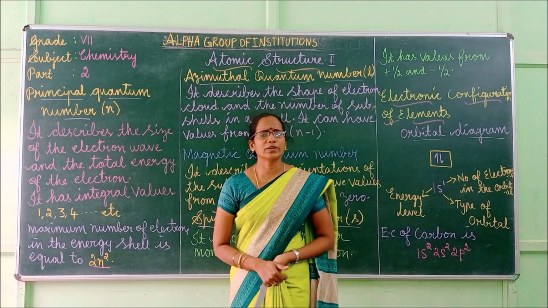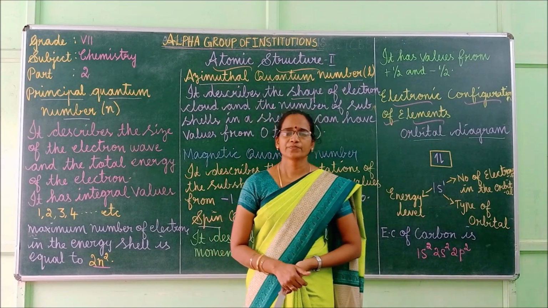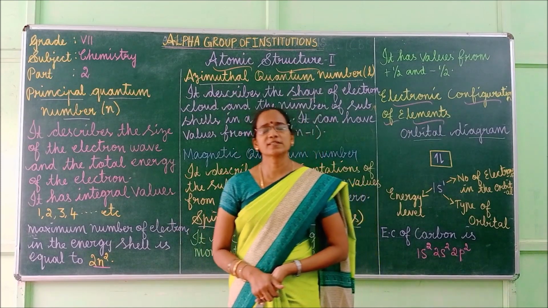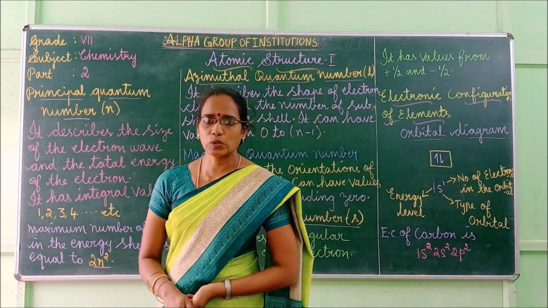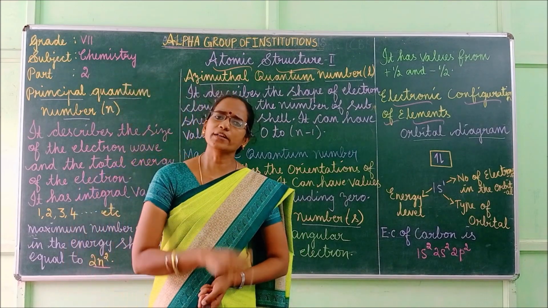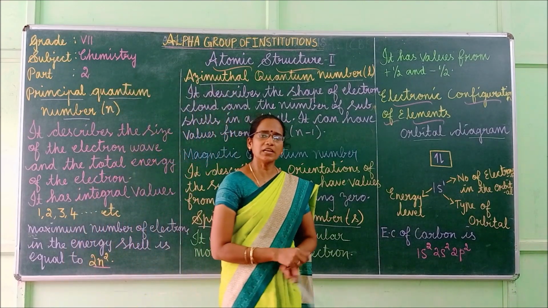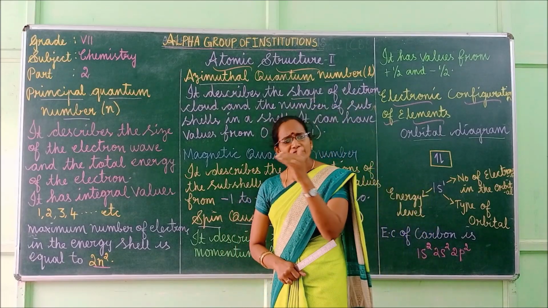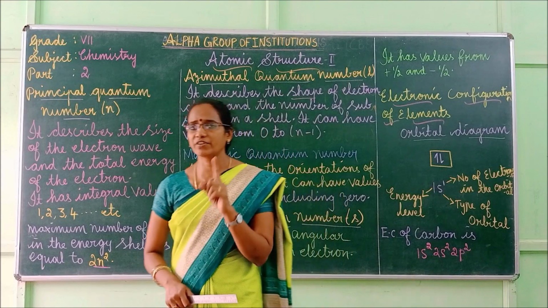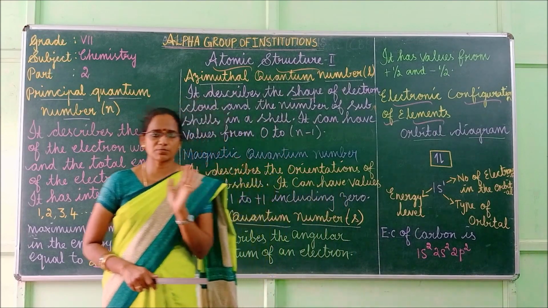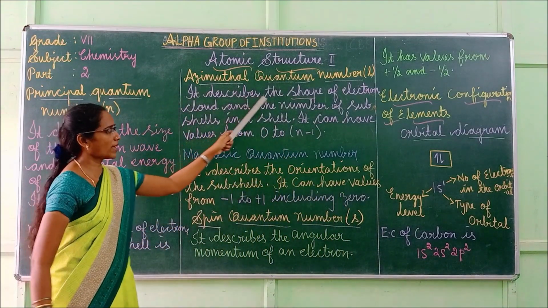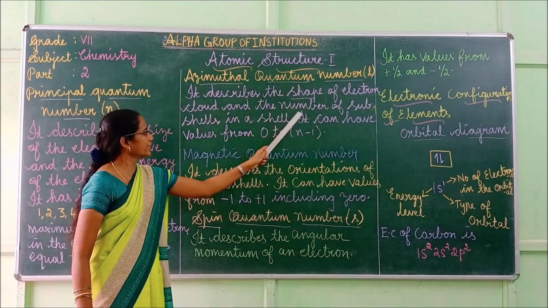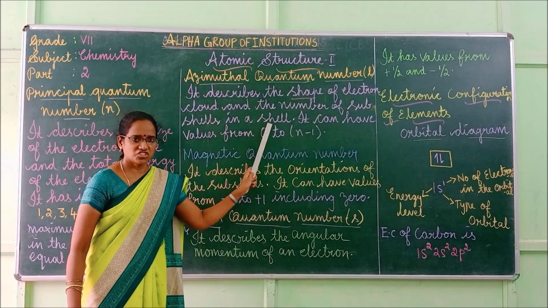What is the difference between a shell and a subshell? A shell is a pathway followed by electrons around an atom's nucleus. A subshell is the pathway in which the electrons move within the shell. This is the difference between shell and subshell. So the azimuthal quantum number describes the shape of the electron cloud and the number of subshells in a shell.